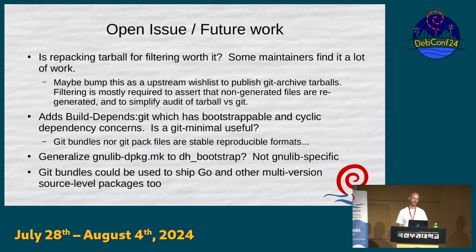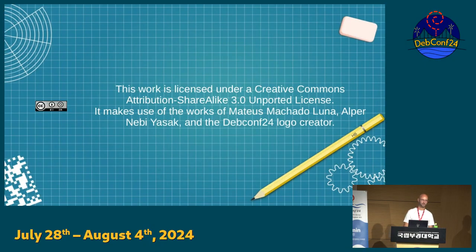And packaging all versions of a Go library in Debian is not feasible, but you could ship a Git bundle for the Go package, and then all dependent packages could pick out whatever commit they want. This is not how the Go team is approaching this now, but it's inspiration at least. So, thank you.